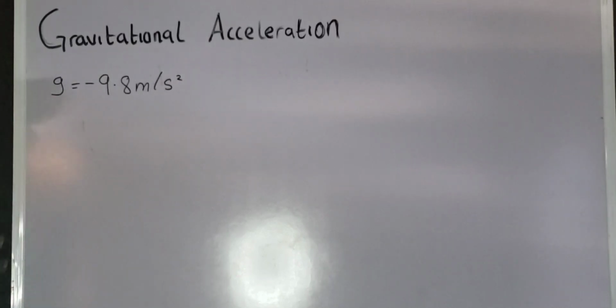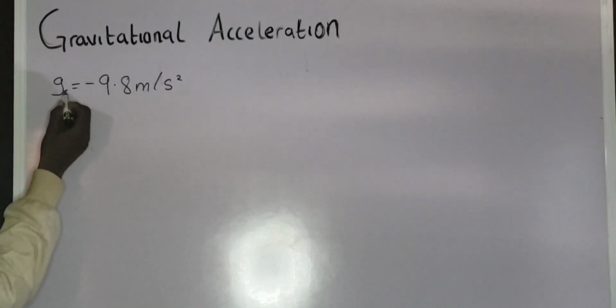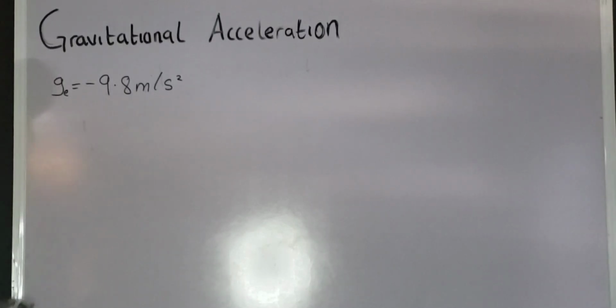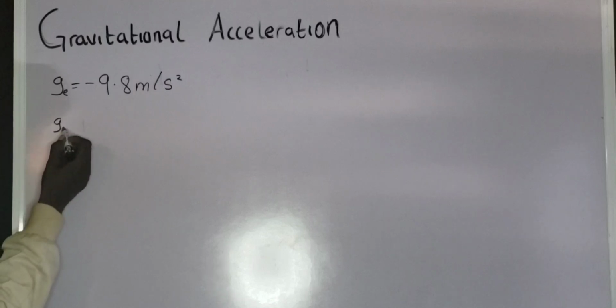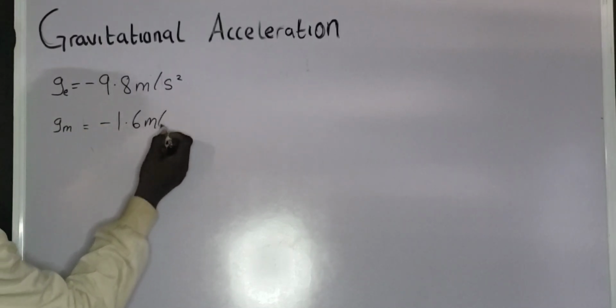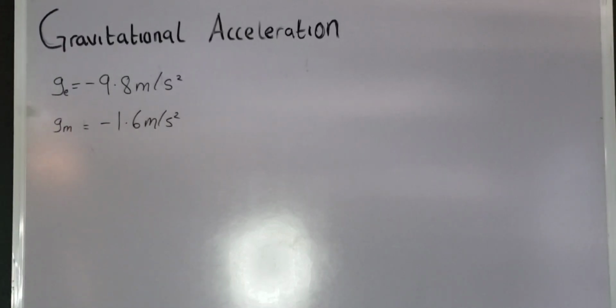The value of gravitational acceleration on the Earth's surface is minus 9.8 meter per second squared. You see, these values for g differ depending on the planet. For example, the gravitational acceleration for Earth is what? Minus 9.8 meter per second squared. For the Moon, it is minus 1.6 meter per second squared. So it differs depending on the planet.